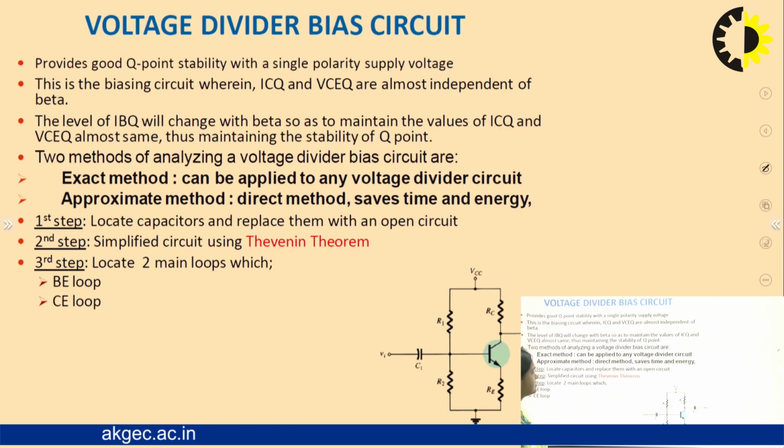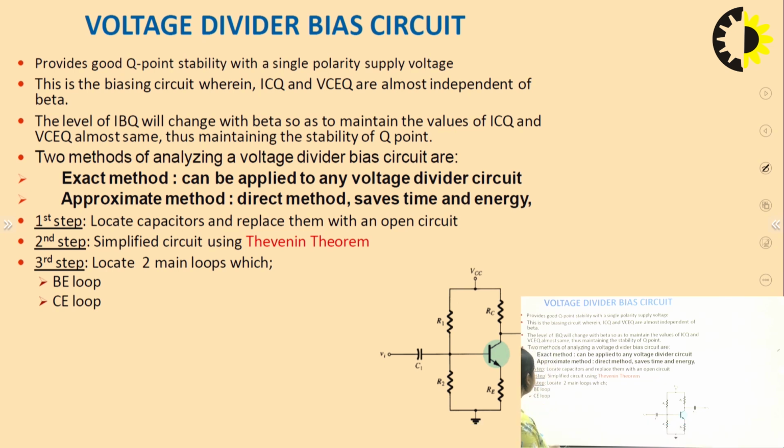The next and the last biasing technique, which is very, very important, is known as voltage divider biasing. This provides a good Q point stability with a single polarity power supply voltage. Here, this RE is again the same. The input resistor, that is RB or RC in case of both the previous biasing techniques, is divided into R1 and R2. That's why it is known as voltage divider.